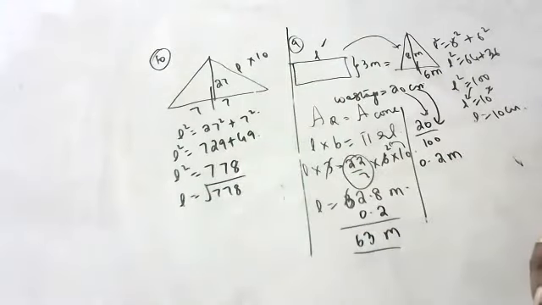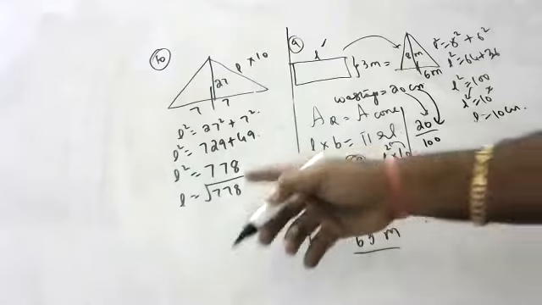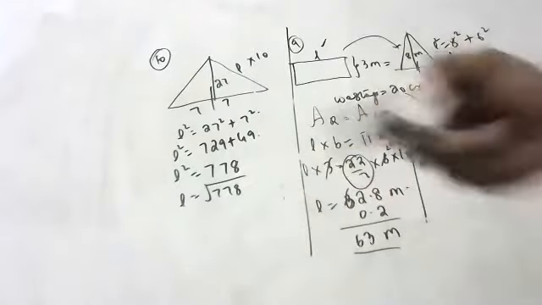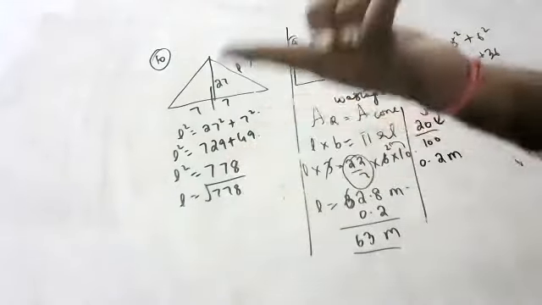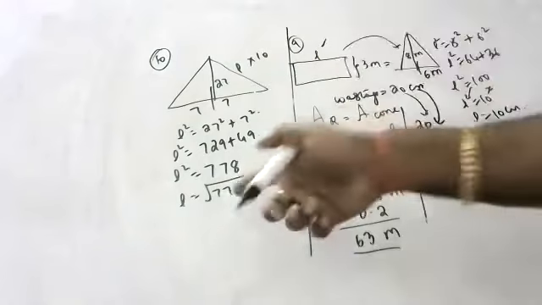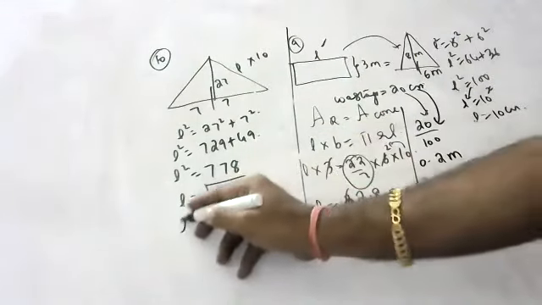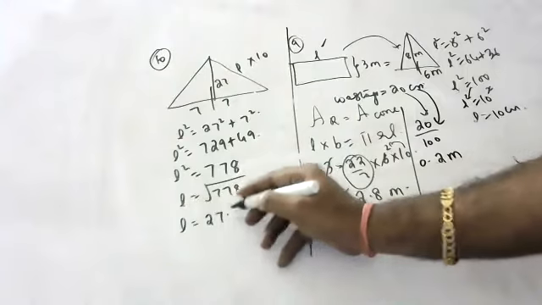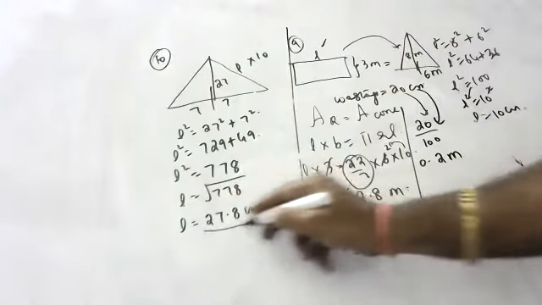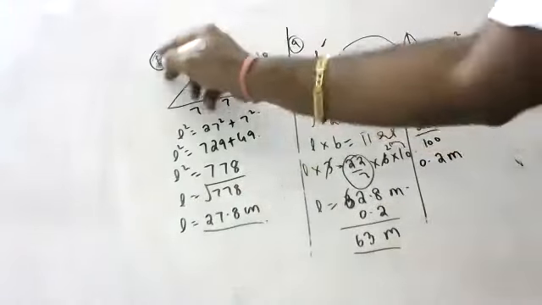One second, I will think once. The height is 27. Yeah, root of 778. I think this is the slant height. Slant height is given, no need to find out. Okay, root of 778, anyone? 27.8, sir. 27.8 centimeters.